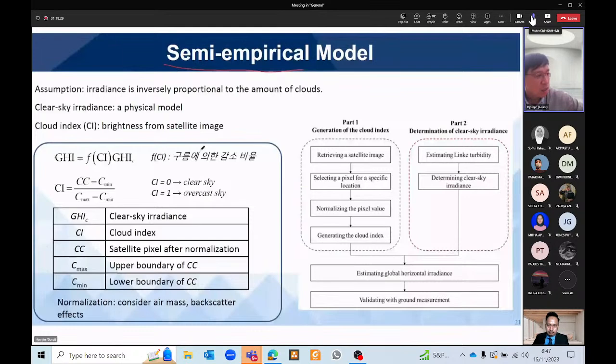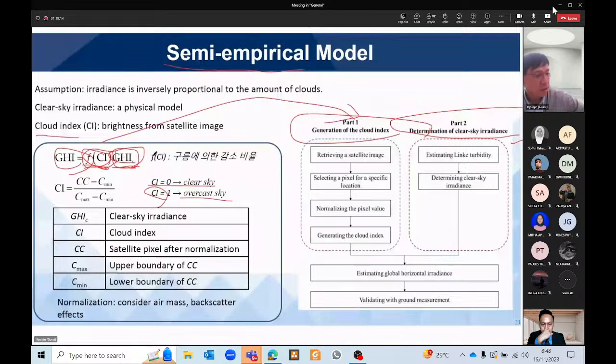The solar irradiance, GHI, is a function of something. What's this one? Clear sky GHI. So from the clear sky GHI, you can get the reduction. This reduction is a function of CI. CI is the cloud index. Clear sky is zero, so same as clear sky GHI. CI 1 means overcast. Sky is fully covered with clouds. So this is a function. The clear sky GHI model is well known, so you can calculate the clear sky part and then the reduction part. So you can calculate GHI.